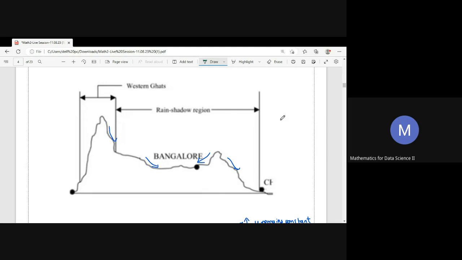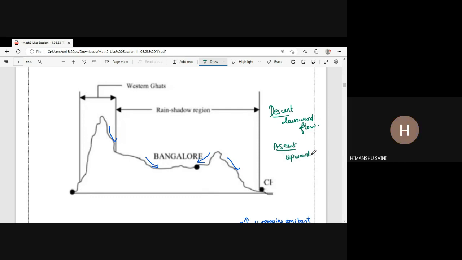So steepest descent means downward flow, and ascent means upward flow. Suppose you are climbing, then ascent means upward direction.